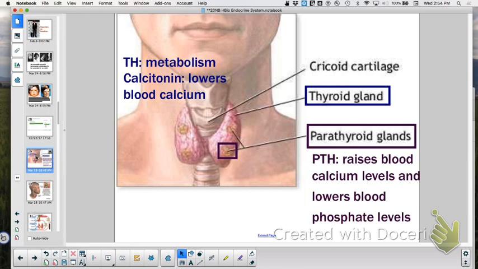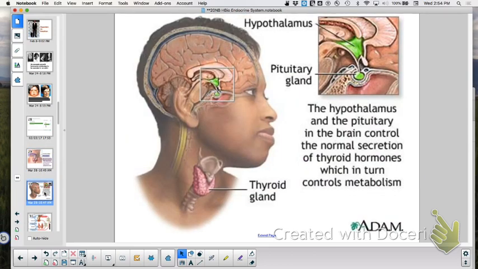I got to put it somewhere. Think about it. I don't know if that helps you. Never mind. Parathyroid gland does the opposite. Raises blood calcium levels. Now, there is a connection between your hypothalamus, your pituitary, and your thyroid gland.